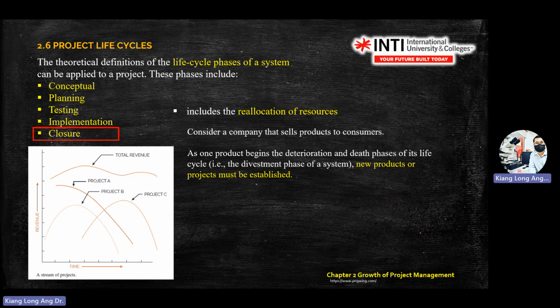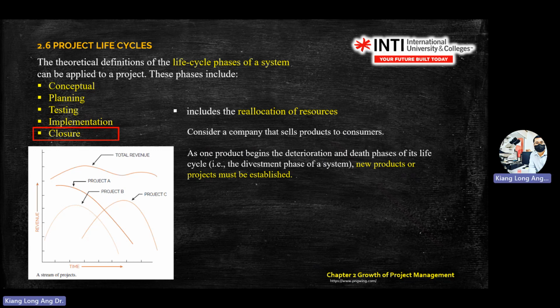So this is another graph, just a simplified graph. You see revenue on the y-axis, and then the time. So you will see a stream of projects: project A, B, C, D. So in the company, you have project A, project B, project C, and so on. The total revenue is the sum of each of the projects, so it will go up and go down.